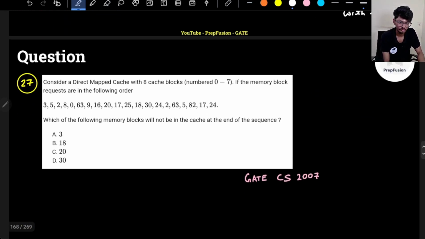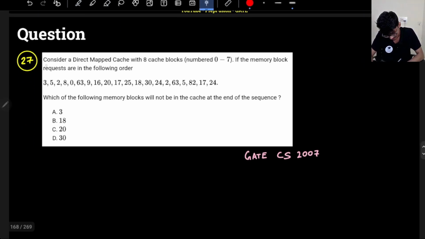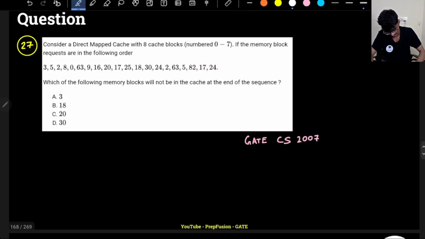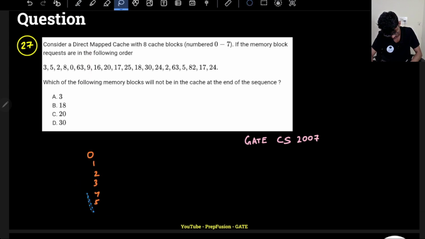So let's take few more questions to understand this even further. So consider a direct map cache. This is just a normal replacement policy, not even LRU policy. Numbered from 0 to 7, so cache memory block numbers are from 0 to 7. If the memory block requests are in the following order, which of the following memory blocks will not be in the cache at the end of the sequence? So let me number the cache blocks: 0, 1, 2, 3, 4, 5, 6, 7.